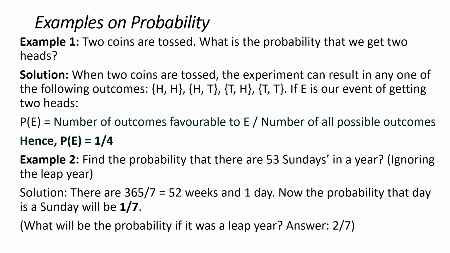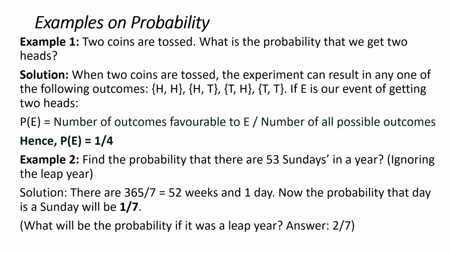Example 2. Find the probability that there are 53 Sundays in a year, ignoring the leap year. We consider it is not a leap year. So we know there are 365 days. When you divide 365 by 7, 52 weeks and 1 day will be remaining. Now we want the probability that this day will be a Sunday. So now your favorable case is just 1, that the day will be a Sunday, upon the total possible cases. It can be Sunday, Monday, Tuesday, Wednesday, Thursday, Friday or Saturday. So the probability will be 1 by 7.